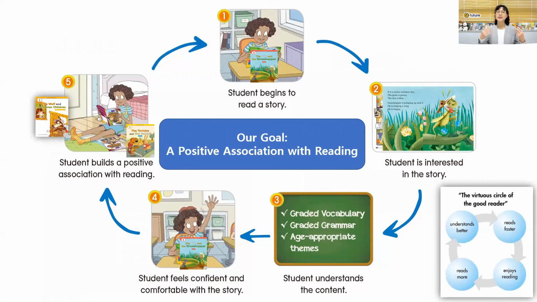So students actually understand the content. And if you understand something, then it's fun. It's interesting because you understand. Number 4, student feels confident and comfortable with the story. Number 5, student builds a positive association with reading. The students will say, oh, I like reading. I enjoy reading. I want to read more English books. That's our goal, creating this cycle, a positive association with reading.